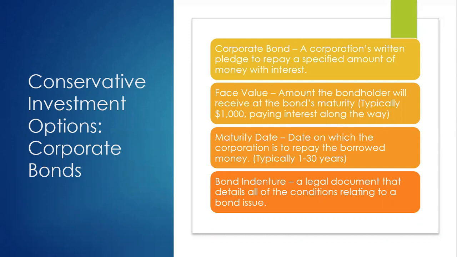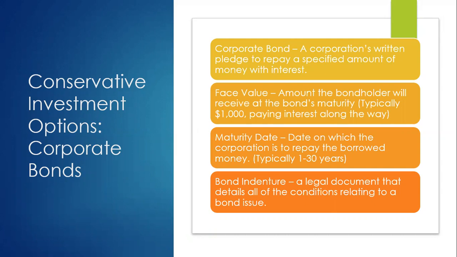So the investor says, here, I'm going to let you borrow this $1,000 and you pay it back to me in X amount of years, and then I earn interest in between. So the face value is the amount that is going to be paid back at the maturity date. The maturity date is the date on which the corporation is going to repay the borrowed money, anywhere from 1 to 30 years. And then a bond indenture is a legal document that details all of the conditions relating to the bond issue.